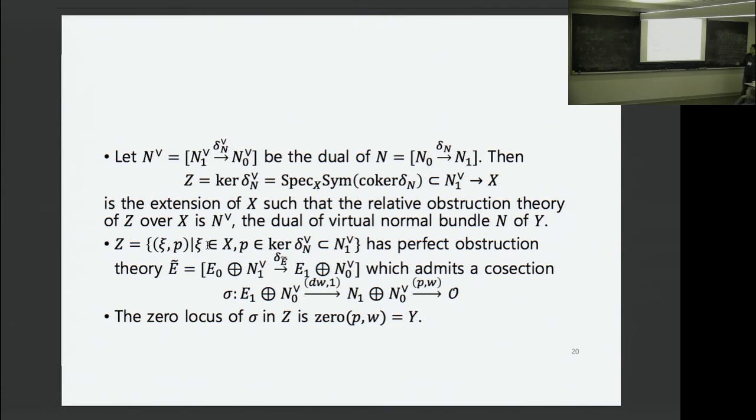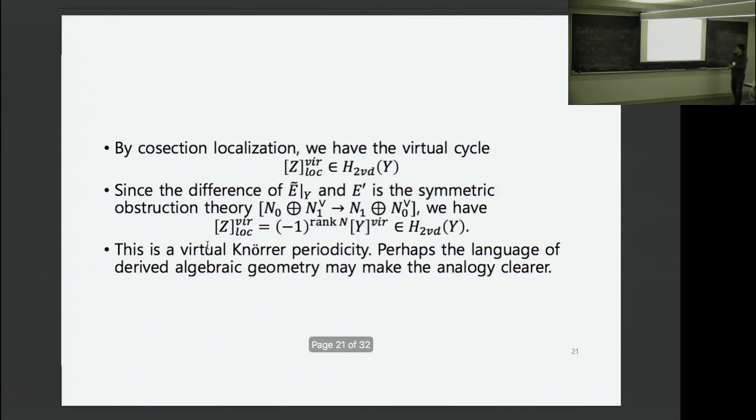So starting with X, we considered a sub-scheme, Y, and then some bigger scheme, Z. And then Y and Z should be very closely related. And indeed, it is true. Because of the cosection, we can apply the cosection localization and consider the virtual cycle of this big space. Then the virtual cycle is supported in the zero locus of the cosection. That's exactly Y. So the virtual cycle is a class supported on Y.